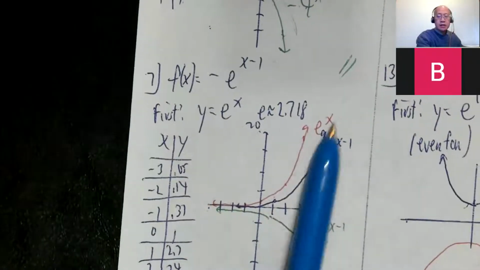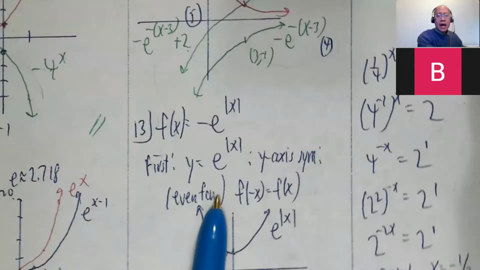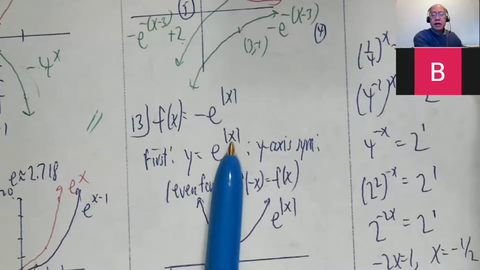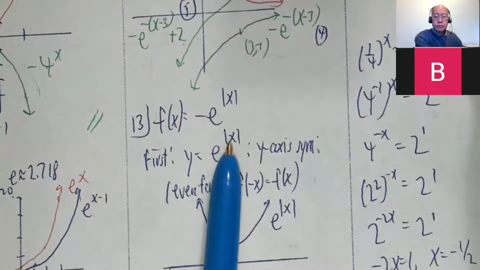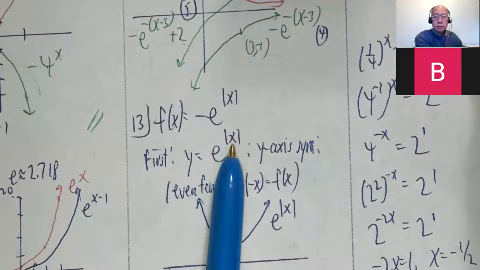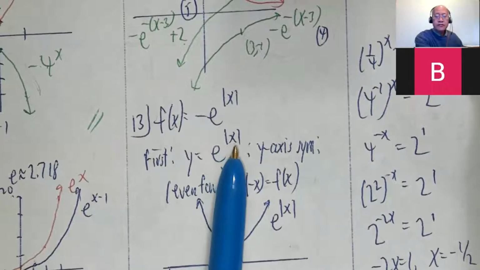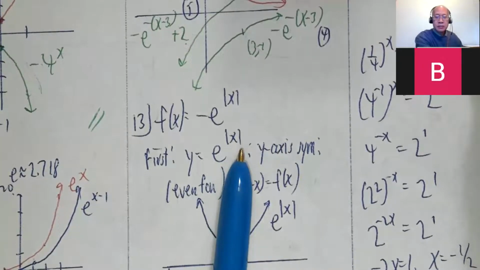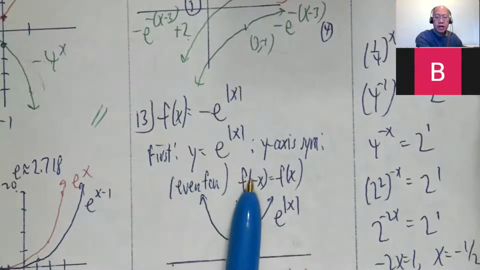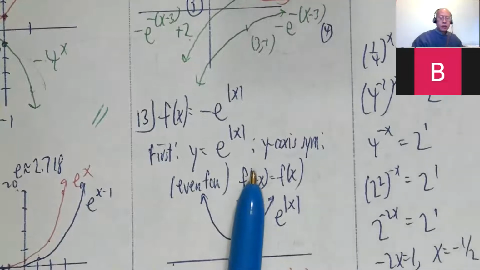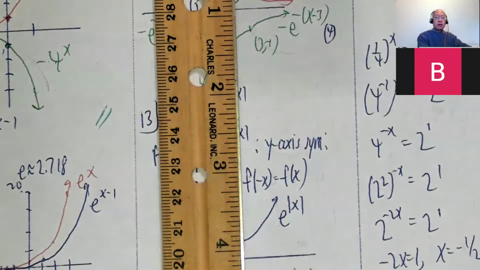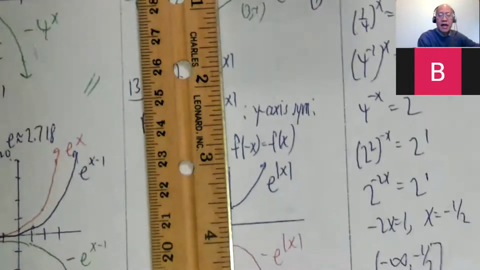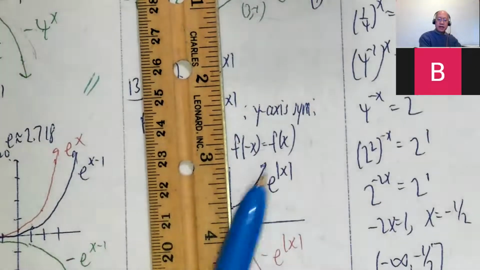So I know regular e to the x goes something like that. Absolute value. So if I plug in -2, I get the same thing as if I were to plug in 2. Right? So in other words, f of negative x is the same as f of x. So I'm going to have y-axis symmetry. It's an even function. F of negative x equals f of x. So what that means is for the graph of e to the absolute value of x, this part stays the same.